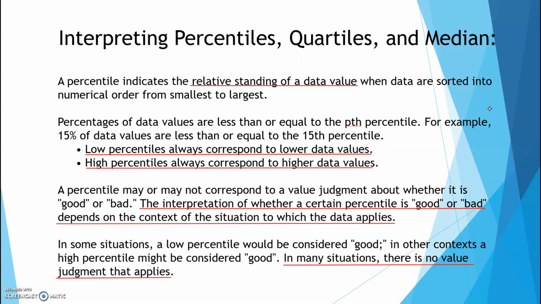Okay, and then interpreting these percentiles. Percentile is a relative standing of your data. How does it stand relative to all the other data values? It's comparing you to everybody else in the classroom who took the standardized test. Now, low percentiles always correspond to lower data values, and high percentiles always correspond to higher data values. Percentiles don't mean that low percentiles are bad and high percentiles are good. It depends on the situation, and you have to interpret it based on that situation. It could be good, bad, or it could be neither.